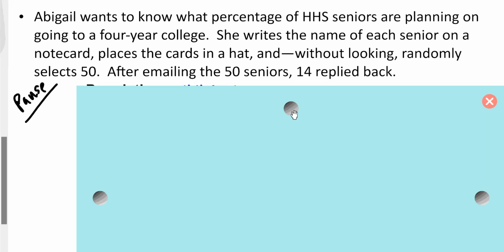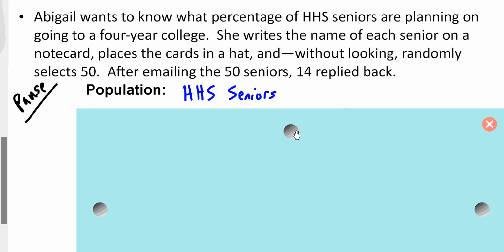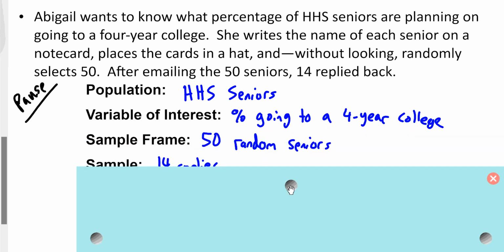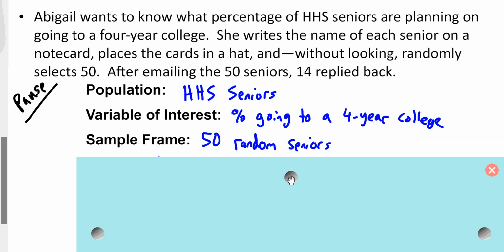All right, hopefully you tried it. The population is the Hamilton High School seniors, because that's who we're trying to look for here. Not the whole school, just seniors. The variable of interest is whether you're going to a 4-year college or not. Specifically, she's looking for a percentage. The sampling frame would be the 50 seniors that were randomly chosen.